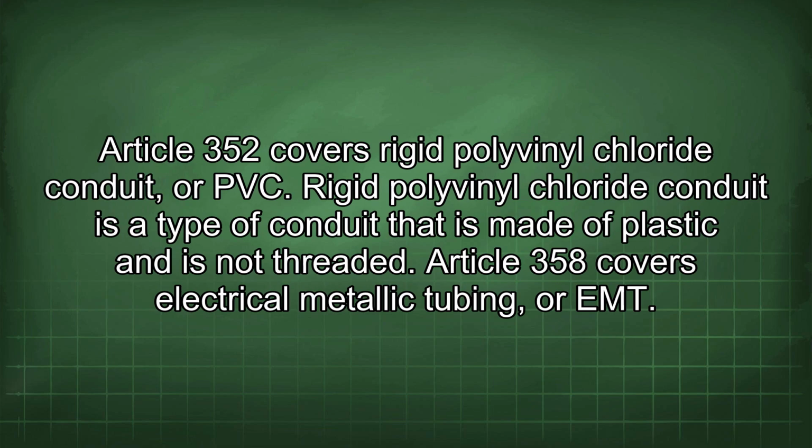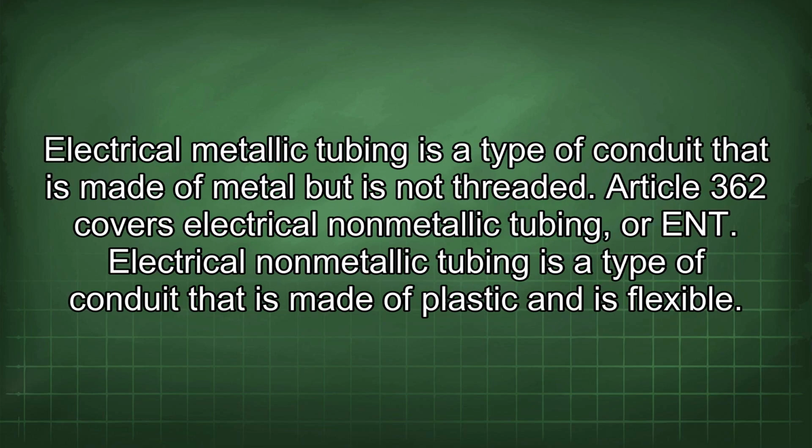Article 352 covers rigid polyvinyl chloride conduit, or PVC. Rigid polyvinyl chloride conduit is a type of conduit that is made of plastic and is not threaded. Article 358 covers electrical metallic tubing, or EMT. Electrical metallic tubing is a type of conduit that is made of metal but is not threaded.